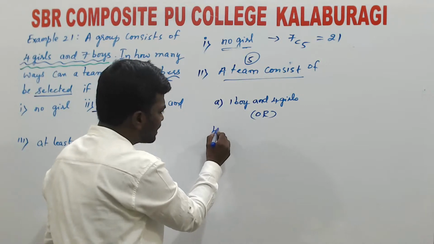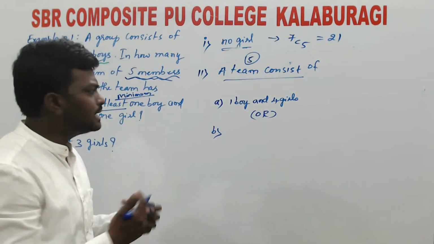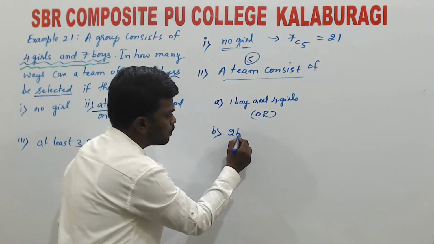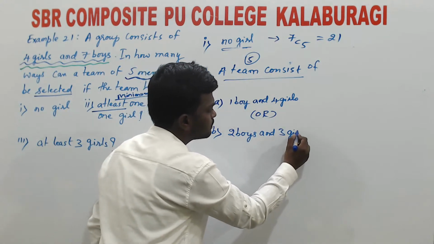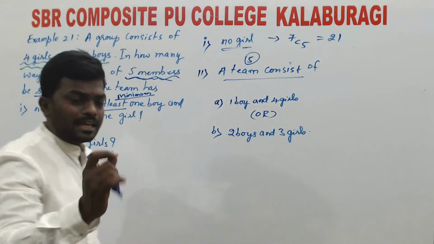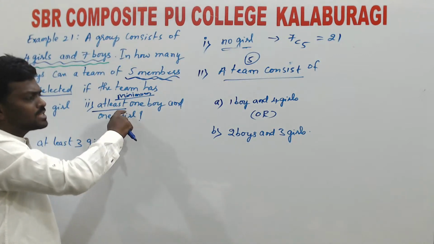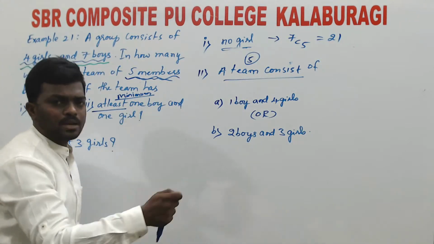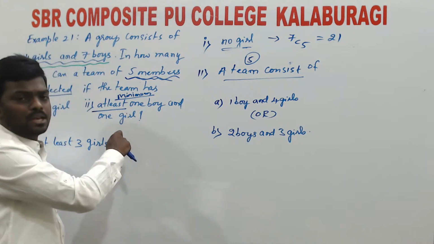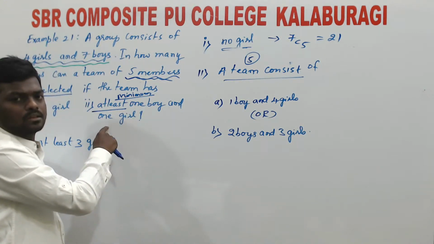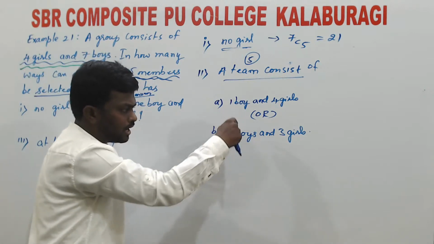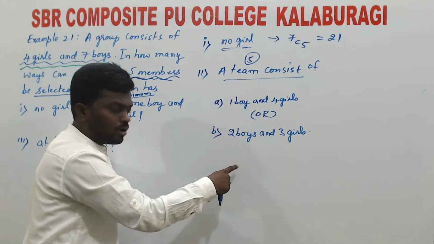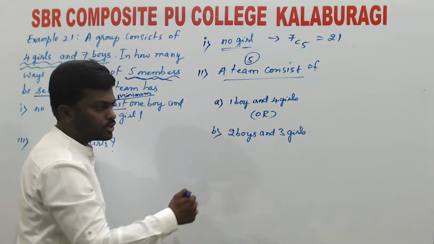But can I also make a team of two boys and three girls? Okay, read the question again and again. What they are saying, there must be minimum one boy and one girl. So that means a team can comprise one boy, two boys, three boys, four boys, five boys, and so on.